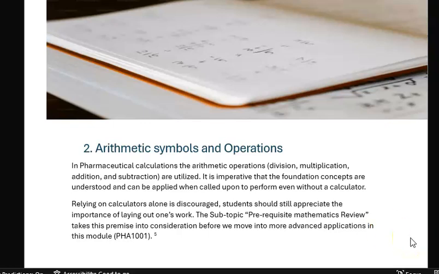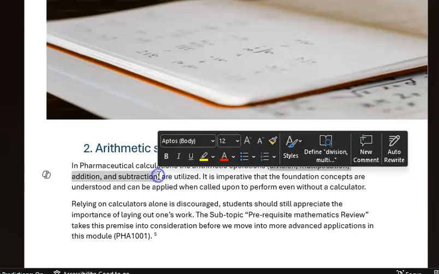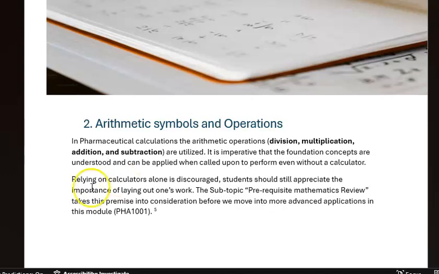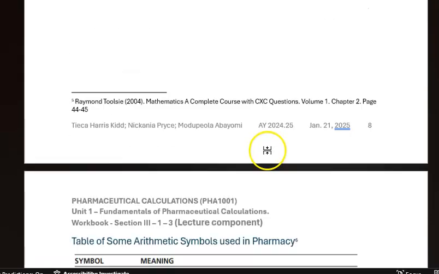The foundation of many pharmaceutical calculations is based on basic mathematics, knowing your symbols and appreciating your operations. As you can see, multiplication, division, addition, subtraction is a big part of a lot of the calculations that you're doing. As such, laying out your calculation, laying out your work is very important. It is imperative that the foundation concepts are understood, as many times students may have the correct numbers but the incorrect layout, which is very crucial for your basic operations.